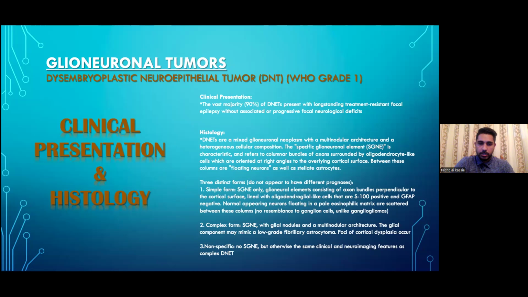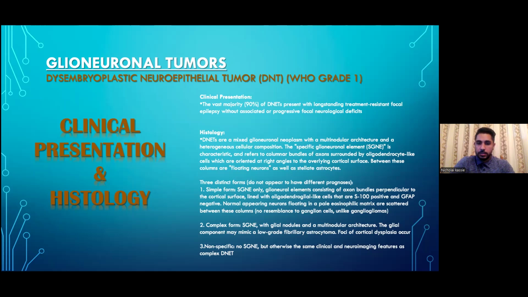Histologically, DNETs are a mixed glioneuronal neoplasm with a multinodular architecture and a heterogeneous cellular composition. The specific glioneuronal element, also known as the SGNE, is characteristic and refers to columnar bundles of axons surrounded by oligodendrocyte-like cells, which are oriented at right angles to the overlying cortical surface. Between these columns are floating neurons, as well as stellate astrocytes.